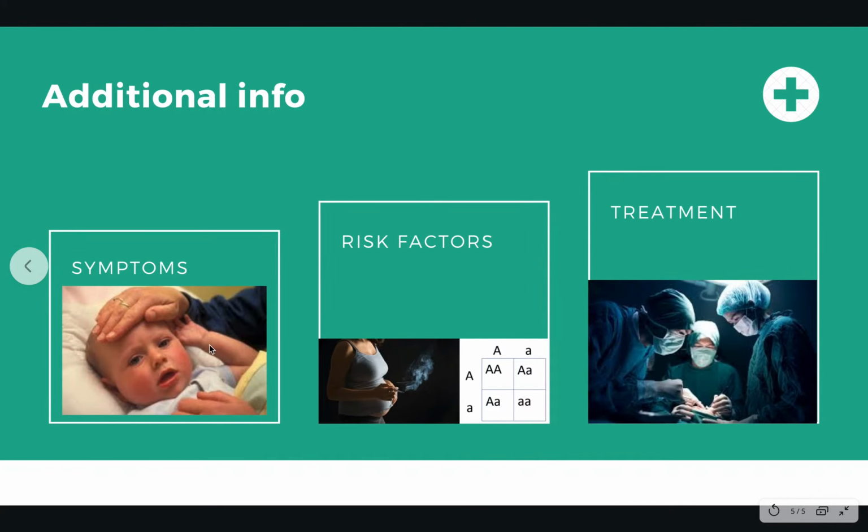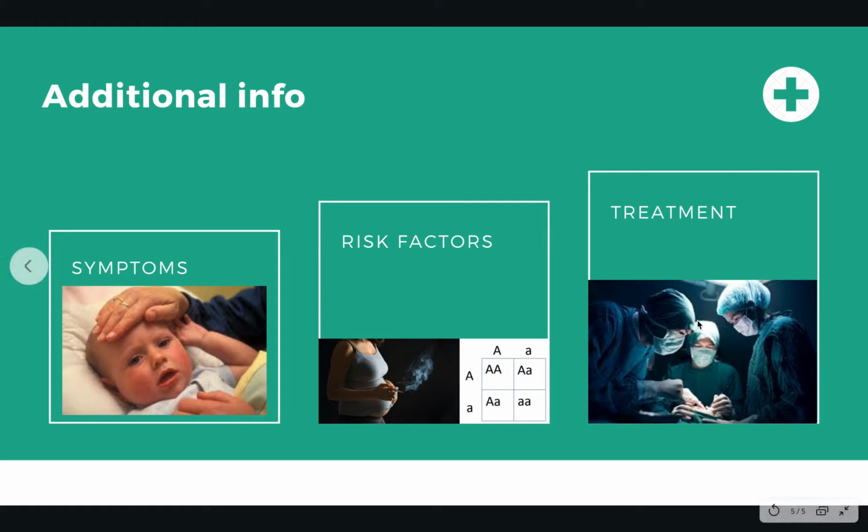Here we have additional info. Symptoms include swelling, fatigue, edema, also poor nutrition, heart flutters, and increased heart rate. There's a variety of risk factors. These include unhealthy lifestyles such as drinking, smoking, and use of illicit substances. There's also a variety of genetic risk factors such as Down syndrome, and having had the defect yourself, you do have a chance of passing it on to your offspring.